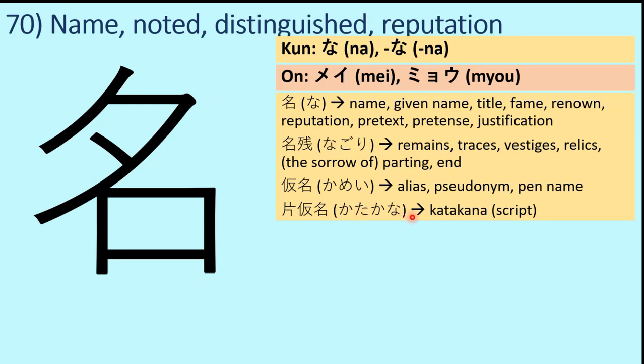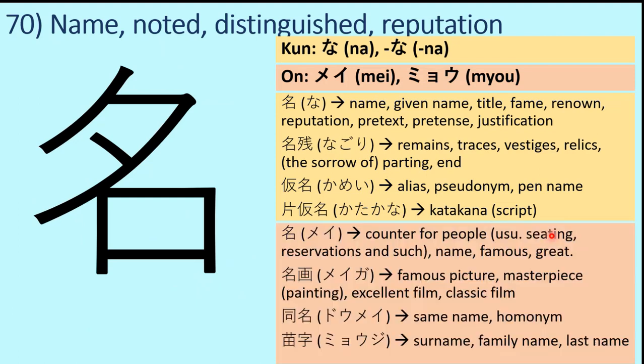Then we have Kamei. Kamei means alias, pseudonym, or pen name. Katakana, you all know, katakana is nothing but one of the phonetic scripts of Japanese. In On'yomi, the meanings of this symbol, Mei. Mei means counter for people, usually seating, reservations as such. Name, famous, great. So any of these meanings may be conveyed through this Mei. Then we have Meiga. Meiga is famous picture, a masterpiece for a painting, excellent film, a classic film.